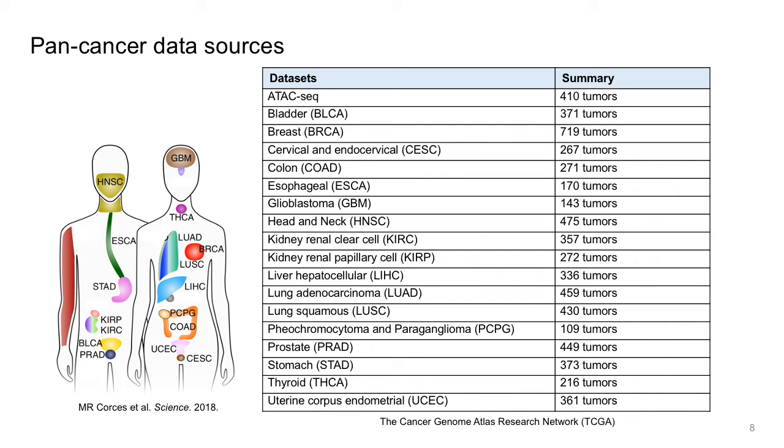As for data sources, we collected the ATAC-seq of 400 tumors and both somatic alteration data as well as RNA-seq data of around 6,000 tumors in 17 cancer types, both from the TCGA portal.